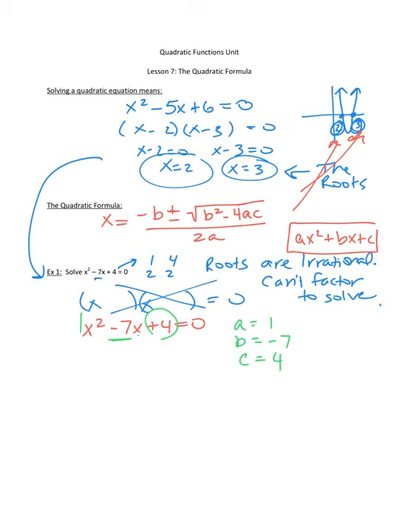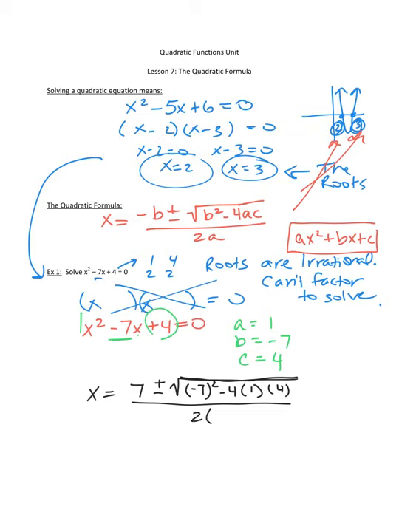Once I've identified those, I'm going to plug into the quadratic formula. It's going to look like this. X equals, now it's negative b, so 7 is already negative, so negative 7 turns it into positive 7, plus or minus the square root of b squared, use parentheses, otherwise it's wrong, negative 7 squared with parentheses, minus 4 times a is 1 times c is 4. Notice my square root sign is long. It has to cover the whole thing. All divided by 2 times a, which is 1.